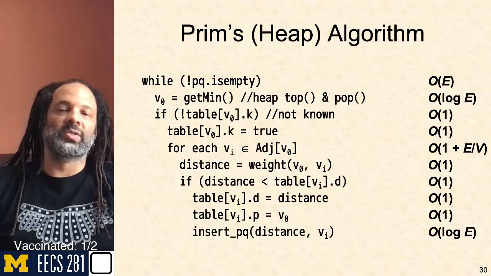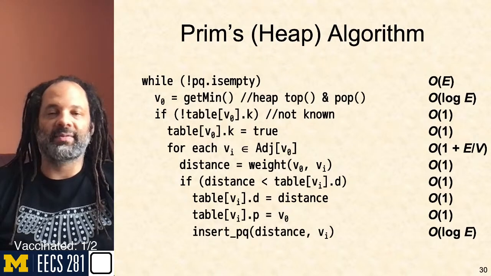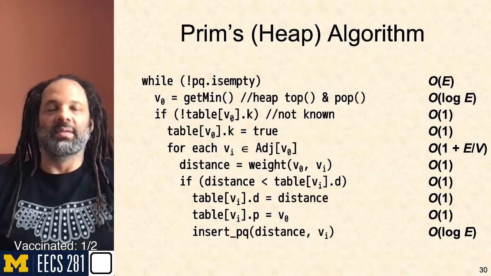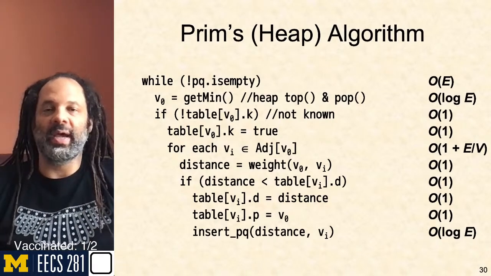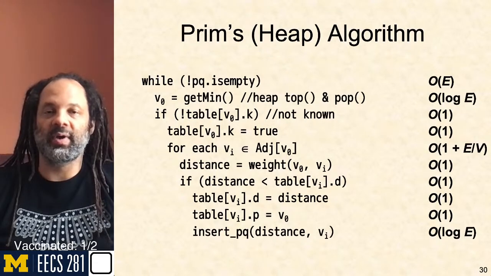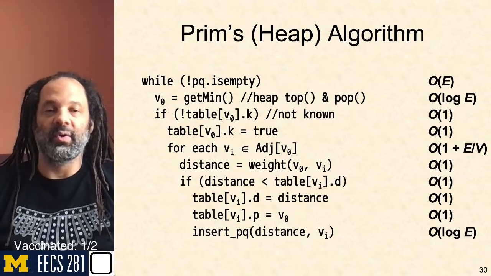That's how Prim's works. You can use it on dense or sparse graphs. It's much more often used, I should say, on dense graphs. There's a way to get Prim's to work for us on sparse graphs. There's other sparse graph algorithms as well.